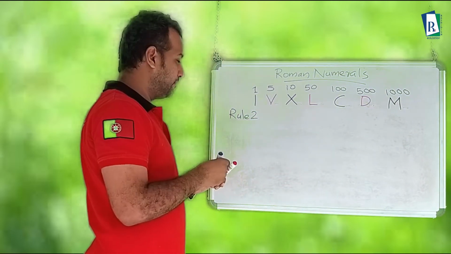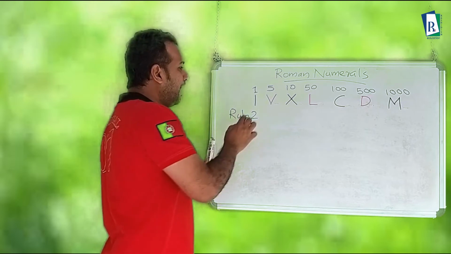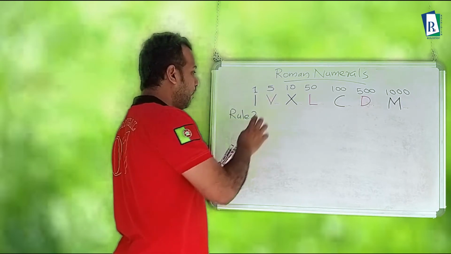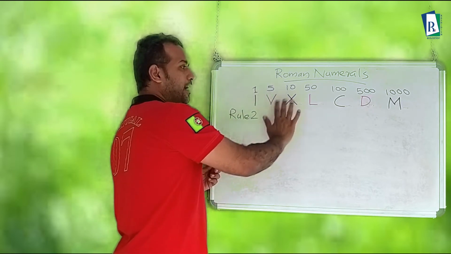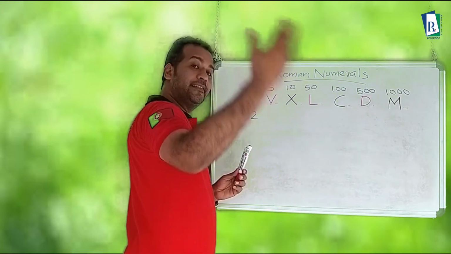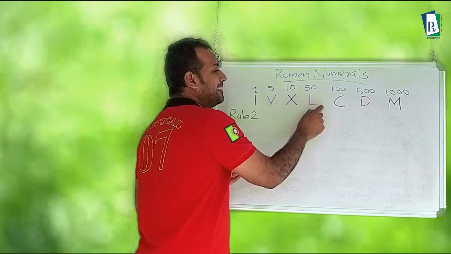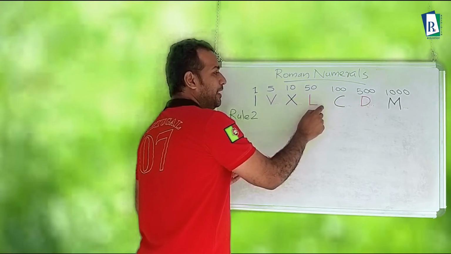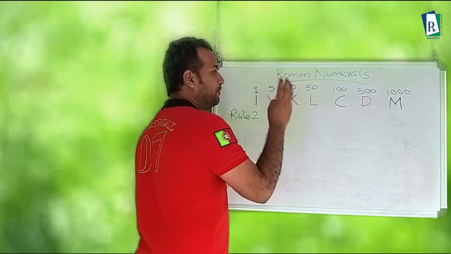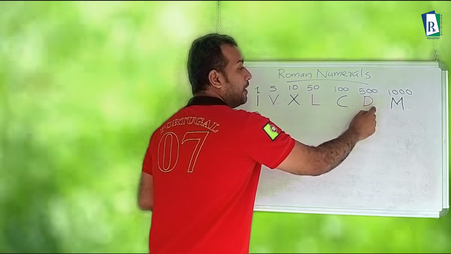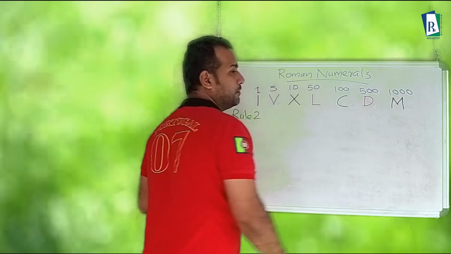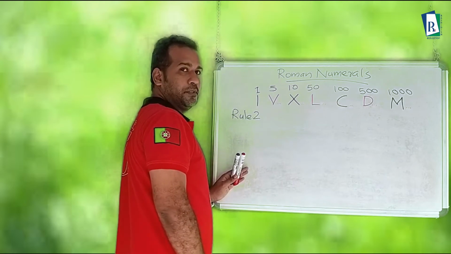Maximum 3 times. And when we are writing, okay, these are the black color numbers, you can write them on the right side maximum 3 times. That means if you are writing 10 on the right side of the 50, same, you can write maximum 3 times. If you are writing 100 on the right side of the 500 or right side of the 1000, you can write maximum 3 times.